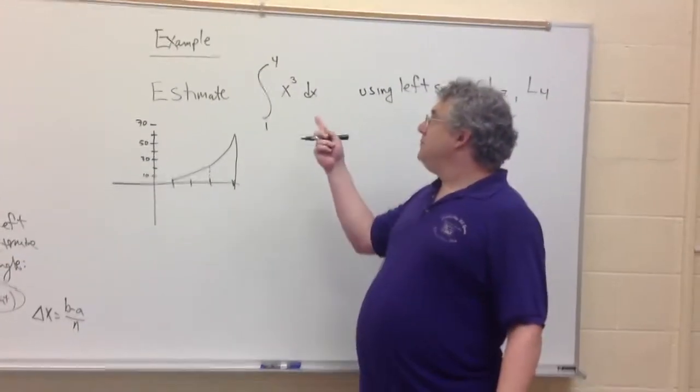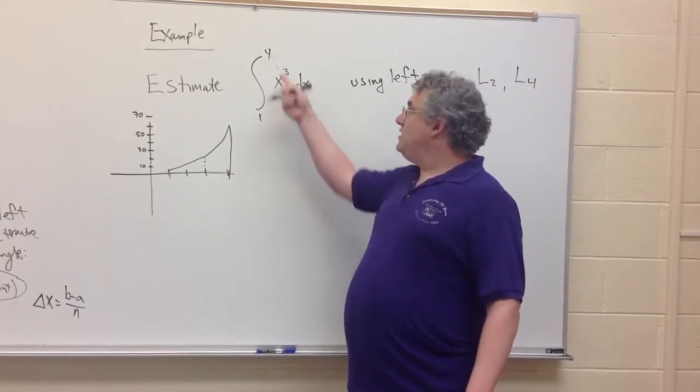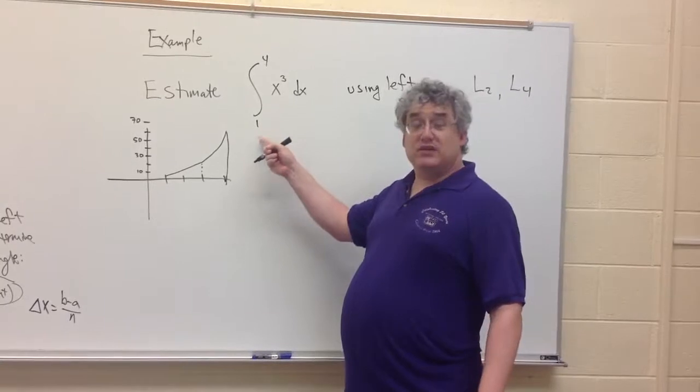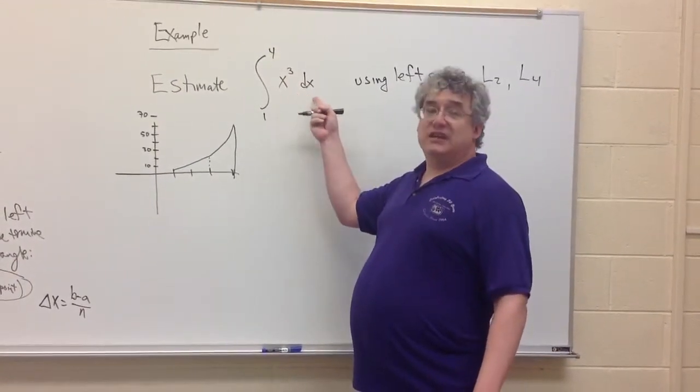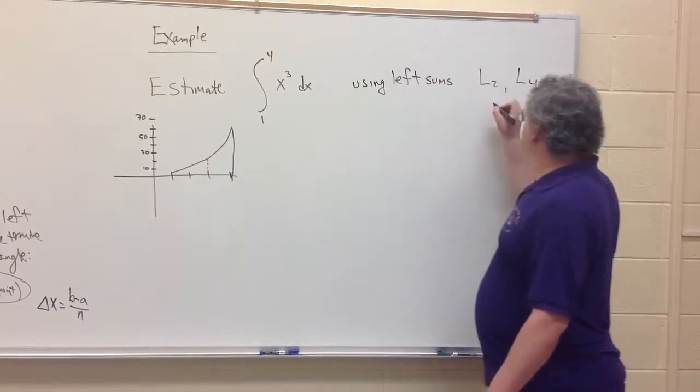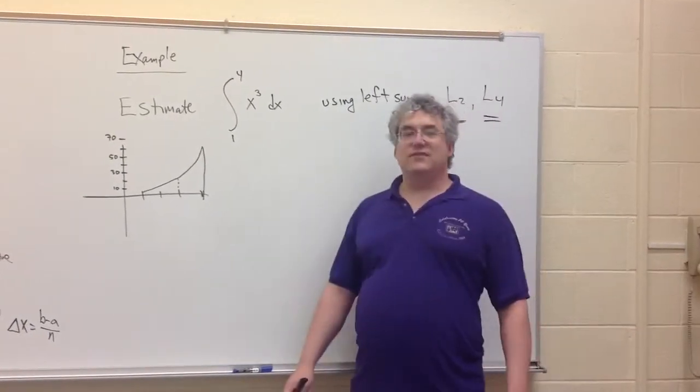So here's our example. We're going to try to find the definite integral from 1 to 4. Notice we start at the bottom number. It's 1 to 4. It's not 4 down to 1. It's 1 to 4 of x cubed dx. And we're going to do it using the sums L2 and L4. So I'll give you 2 seconds to try to figure it out.